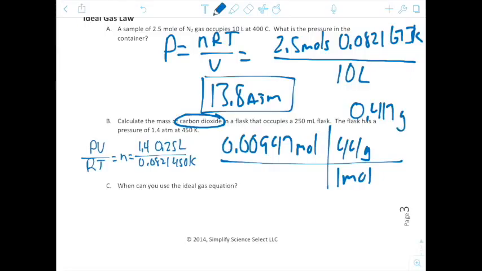C, when can you use the ideal gas equation? The main difference between the ideal gas equation and the combined gas equation is that in the combined gas law, you have a change in either pressure, volume, or temperature. The ideal gas equation is just used to calculate gases that aren't going through a change.